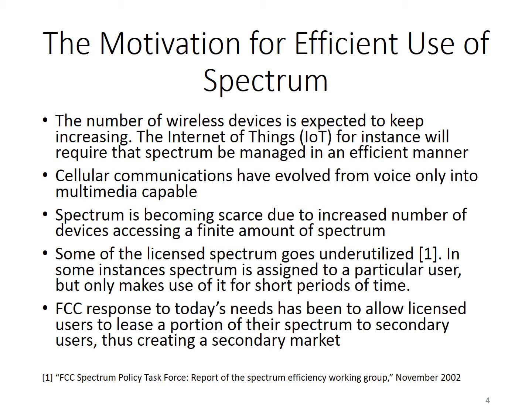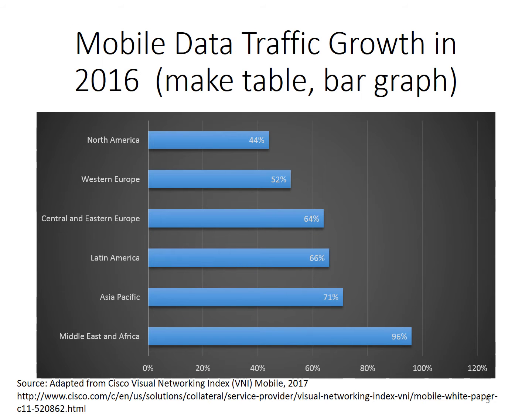The need for wireless data capacity and spectrum is driven by the growing number of wireless devices, increased use of video over cellular networks, and new applications like the Internet of Things. In many cases, spectrum is used only intermittently by licensed users, so there is an opportunity to use the spectrum more efficiently. One approach to improving efficiency allows licensed users to lease their allocated spectrum to secondary users. Mobile data communication is a major use of the radio spectrum, and this traffic is growing rapidly in all regions of the world.